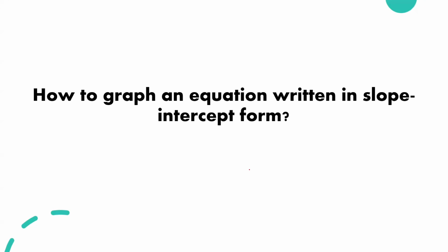In this video, you are going to learn how to graph an equation written in slope-intercept form. The equation is y equals mx plus b, where b represents the y-intercept and m represents the slope. So all you're going to be doing is, given an equation written in this form, you are going to draw a graph to represent that equation.